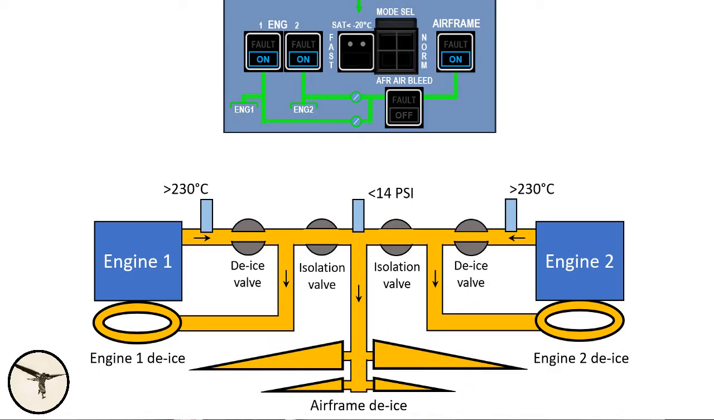Downstream of the isolation valves, there is a pressure sensor. An amber airframe air bleed fault light indicates that there is an engine bleed overheat or that the bleed air pressure to the airframe de-icing boots is too low. The procedure is to select airframe air bleed off. The isolation valves are then closed and the pressure sensor is neglected. Then you wait. Depending on the checklist and the variant of ATR, you wait 6 or 10 seconds.